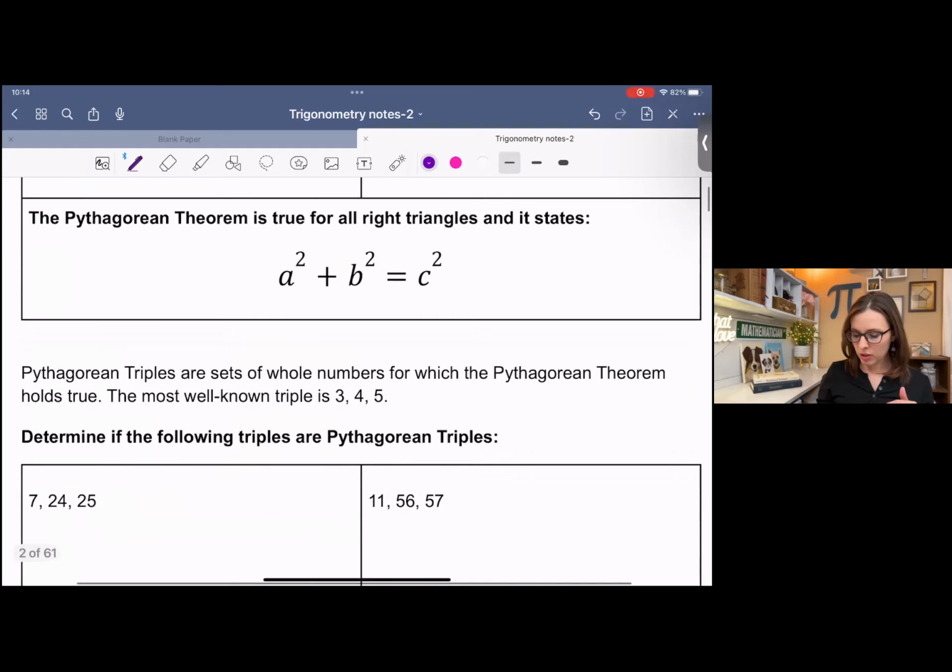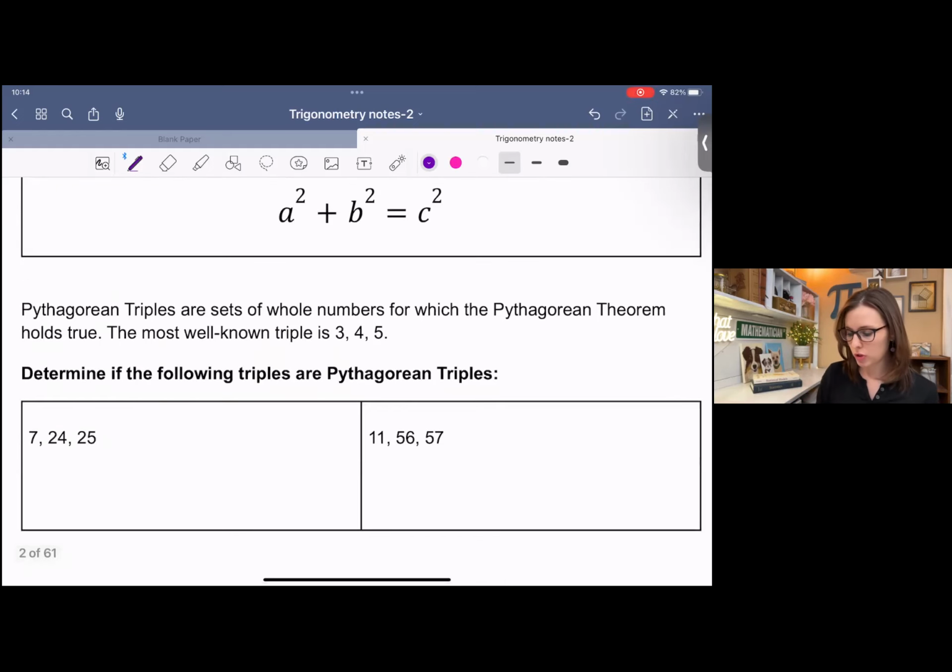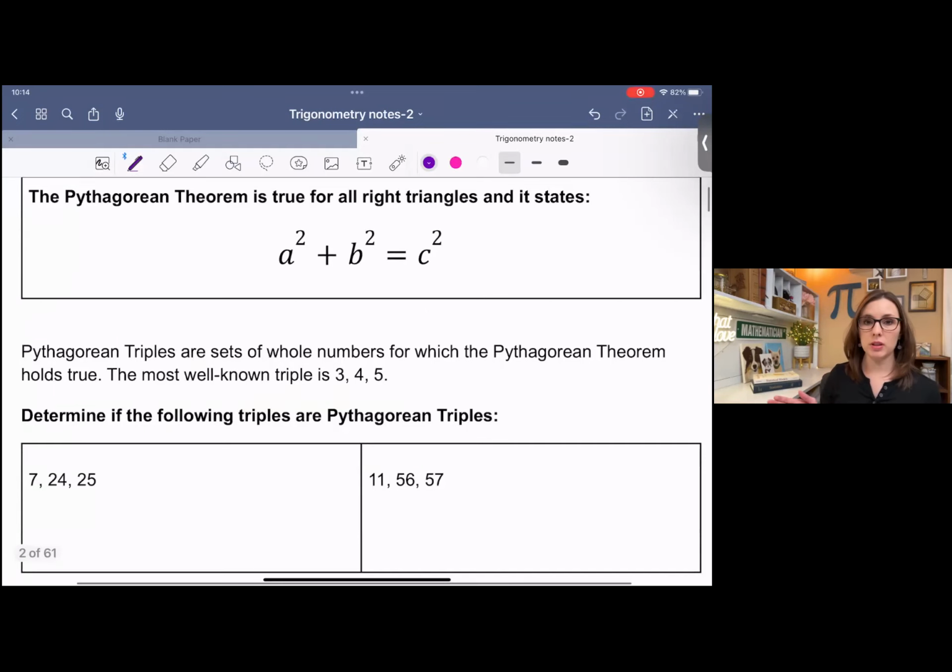So Pythagorean triples are sets of whole numbers for which the Pythagorean theorem holds true. An example of a well-known triple is 3, 4, 5. So if you plug 3, 4, 5 into a squared plus b squared equals c squared, then it checks out to be a true statement, and that's a right triangle.